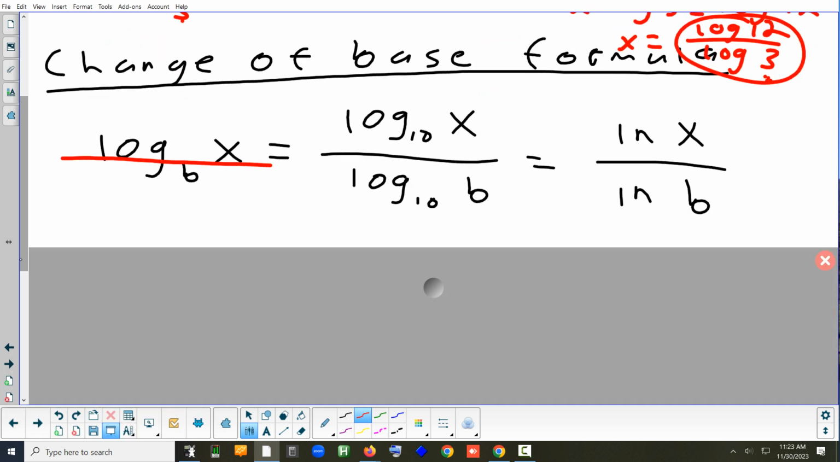Question on the formula? You said you can do it with those 2, but couldn't you do it with any base log? Technically, yes, but we need a way to type it in on the calculator. If your calculator only does base 10 or base e, you'd have to pick one of those to use on your calculator. But yes.